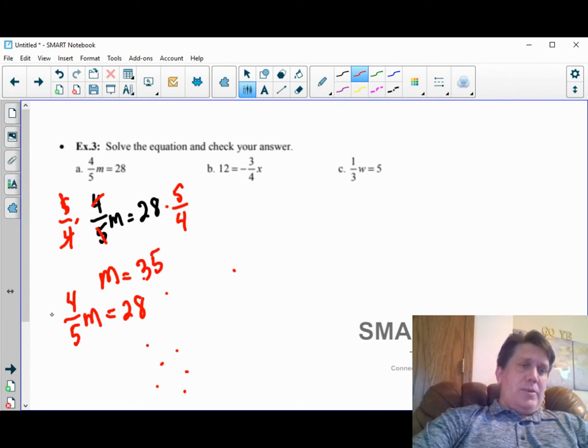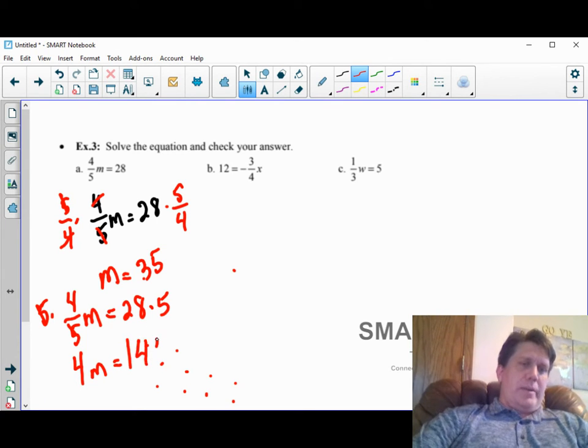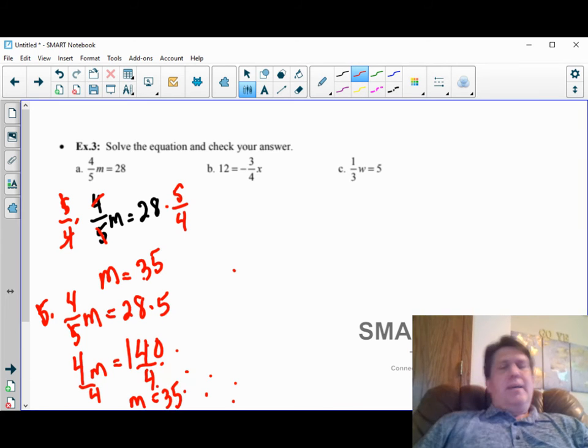But another way, you could multiply by 5 first, since there's a 5 in the bottom. And if you do that, you're going to get 4m. Those 5s go away. This side becomes 140. And then you could turn around and divide by 4. But now if you think about it, that's the same thing. You multiplied by 5 divided by 4.